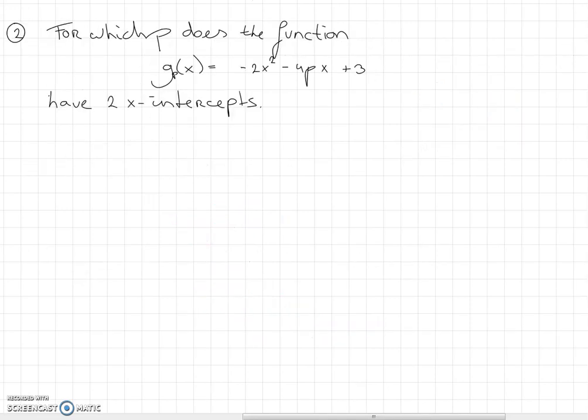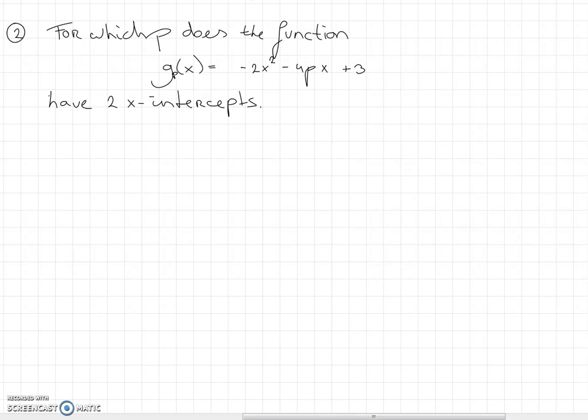Let's look at another example. For which p does the function g(x) is negative 2x squared minus 4px plus 3 have two x-intercepts? Well, asking about the x-intercepts of a function is basically the same as asking when does minus 2x squared minus 4px plus 3 is equal to 0 have two solutions, because x-intercepts are the solutions to g(x) is 0.